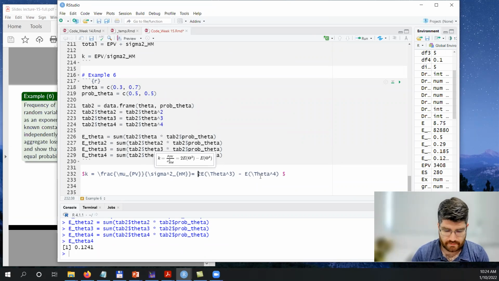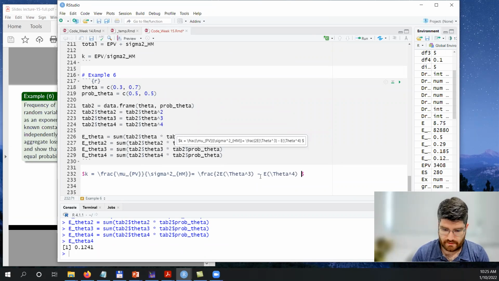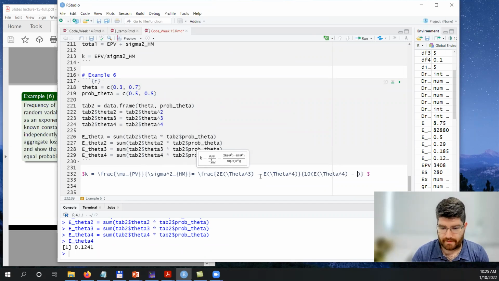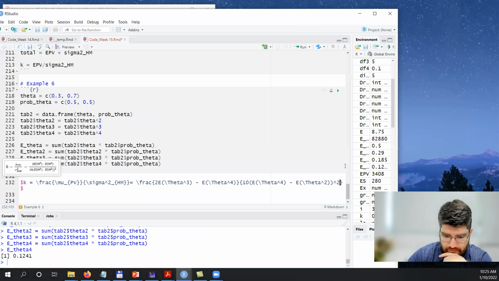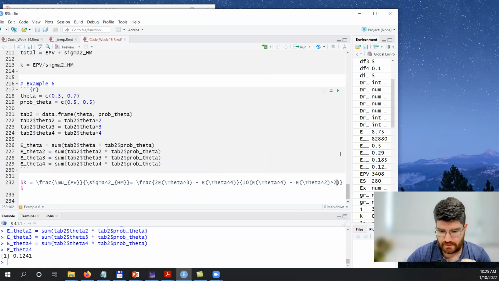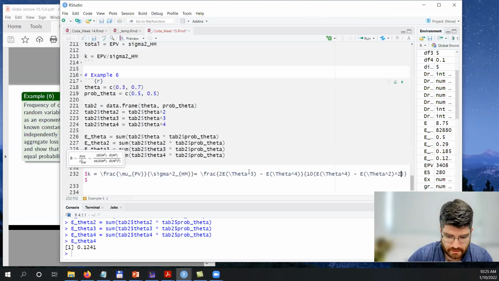And this is actually the fraction. The numerator and denominator is 10 E theta to the power of 4 minus E theta squared, and again squared. Okay, hold on. I have missed this squared. It should be over here. So this whole thing is the actual value which we need to calculate for our k. That's why we have calculated E theta cubed, E theta 4, and E theta squared.